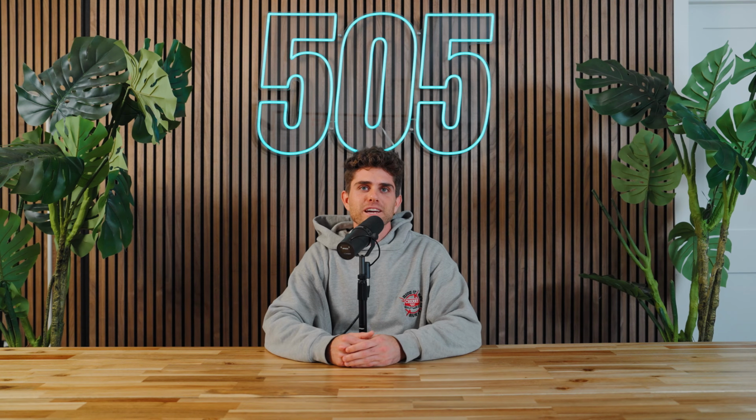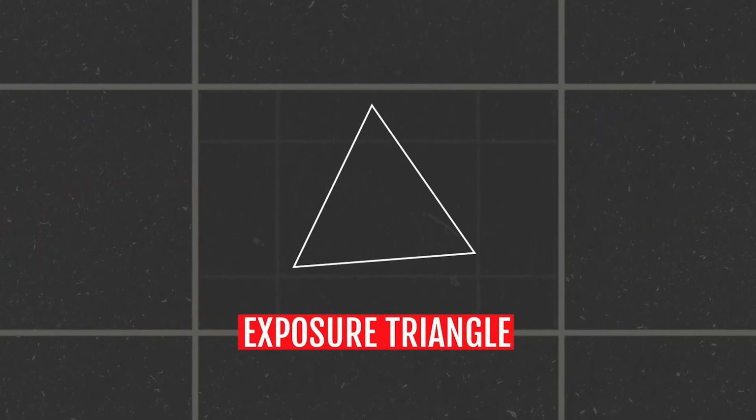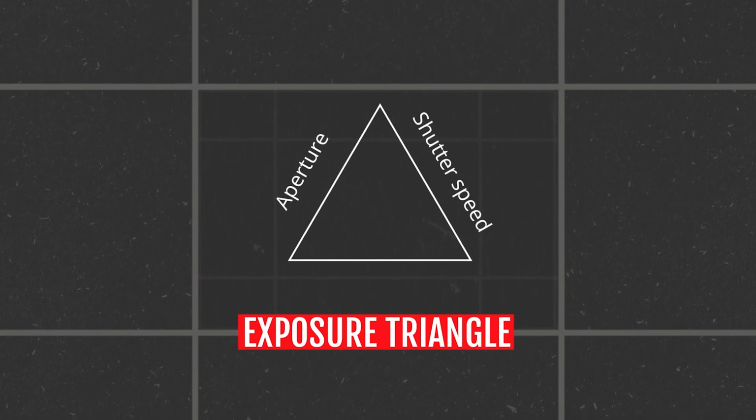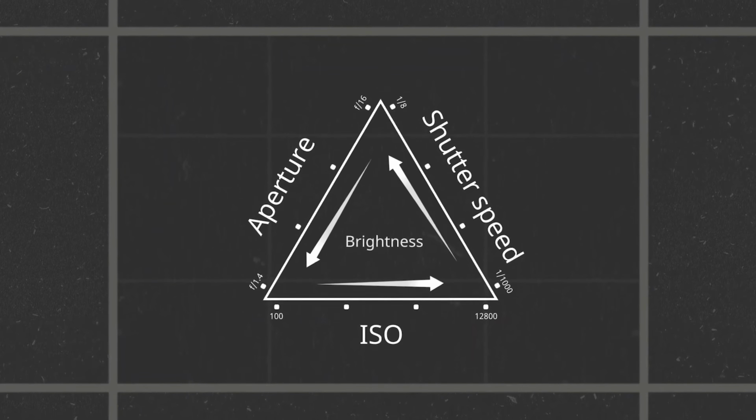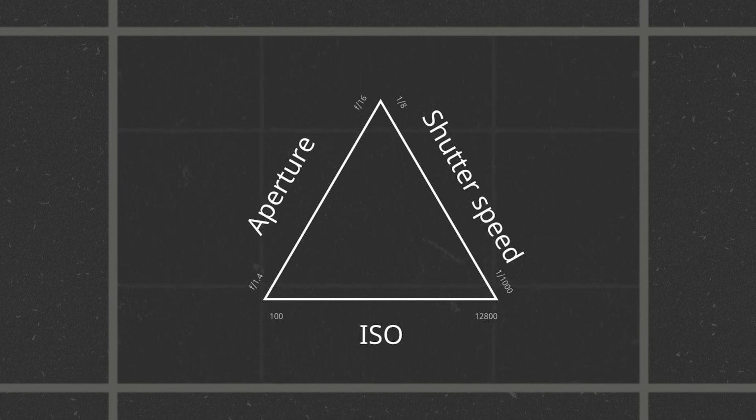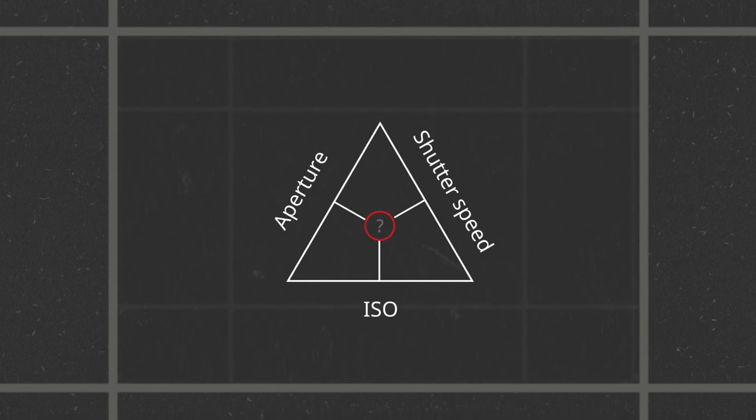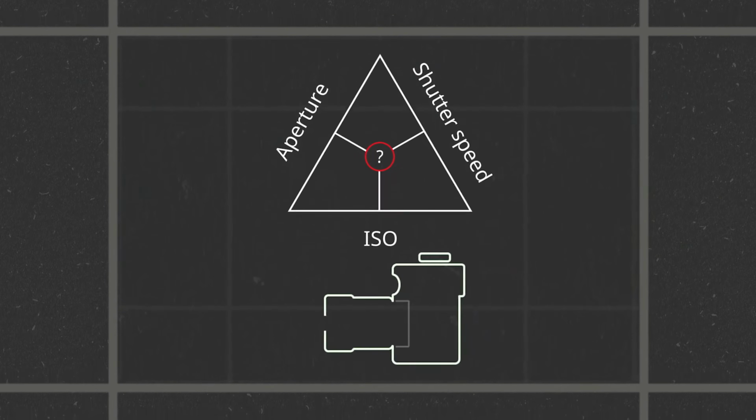The first concept we're gonna be covering is the exposure triangle. Now, this is the foundation of photography. It's made up of three main settings, which all directly affect how your image turns out. These are shutter speed, aperture, and ISO. They'll allow you to control light and get your image to look however you want, no matter the scene. Let's start with shutter speed.